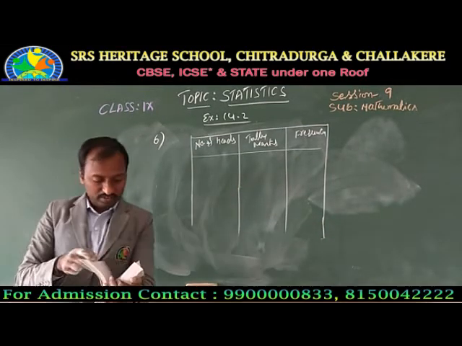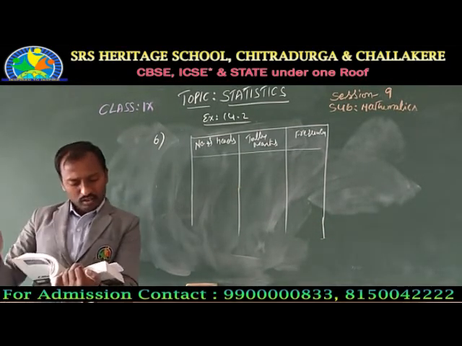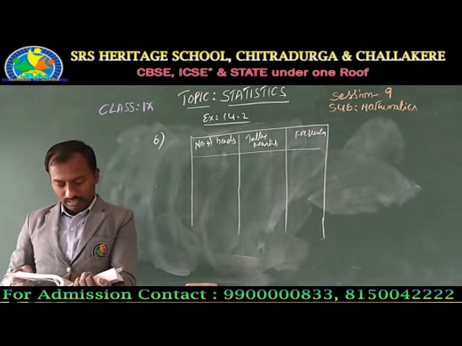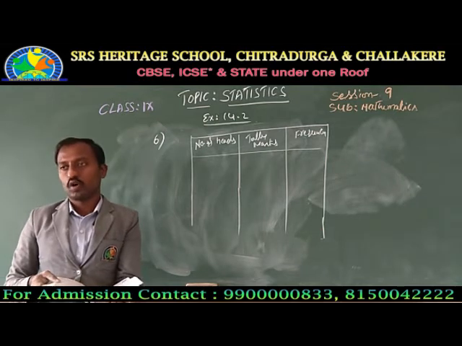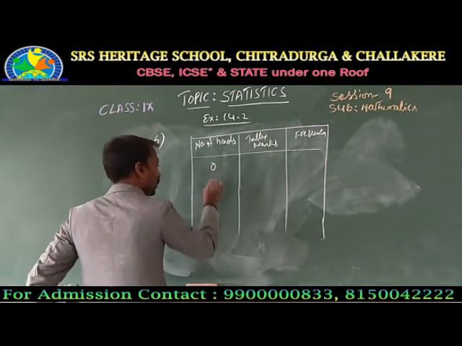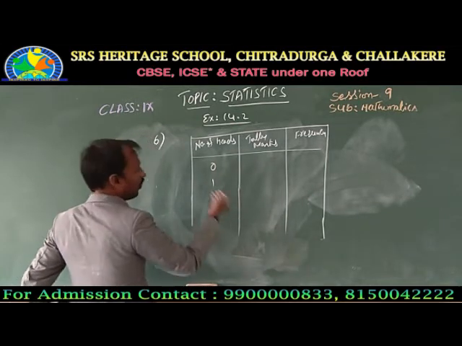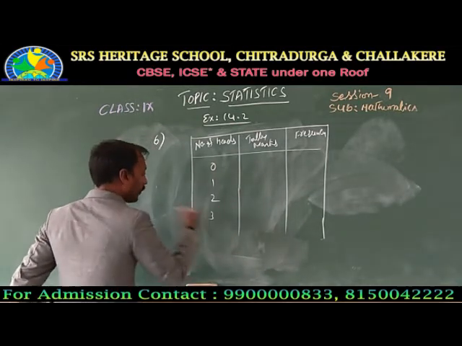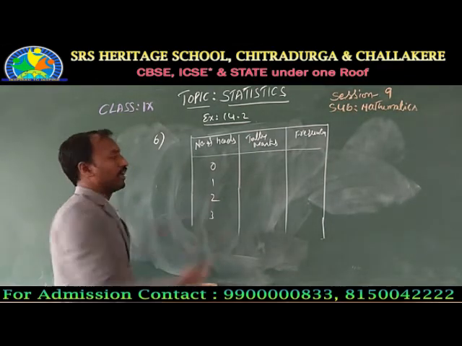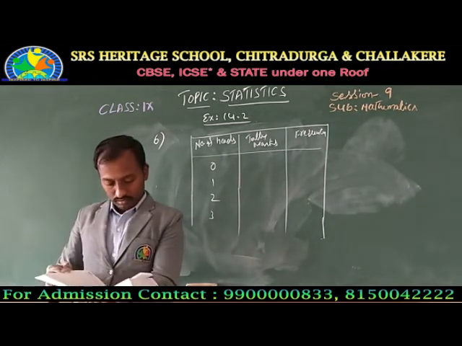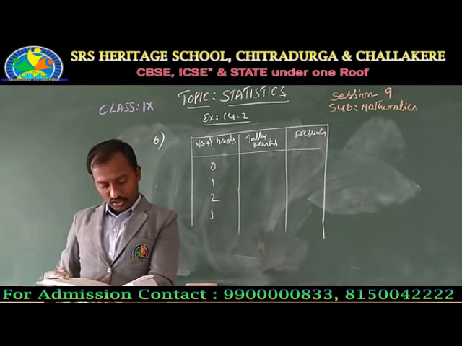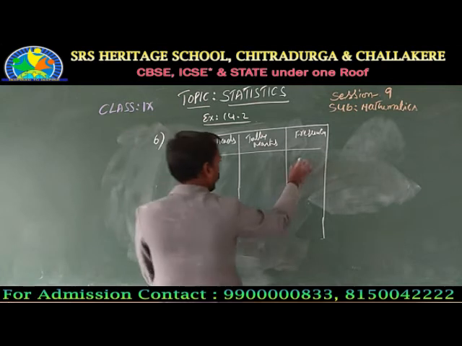See, number of heads, how many different types are given? 0 is there, 1 is there, 2 is there, 3 is there. So the maximum is 3. 0, 1, 2, 3 number of heads. How many times does 0 turn up? How many times does 1, 2, 3 turn up? Just count it and tell me. How many zeros are there? There are 6 zeros, so the frequency is 6.